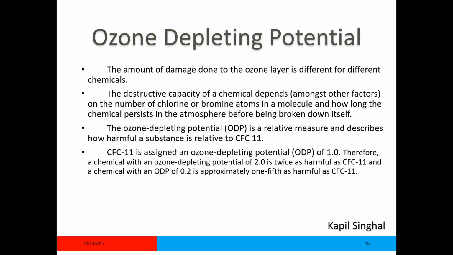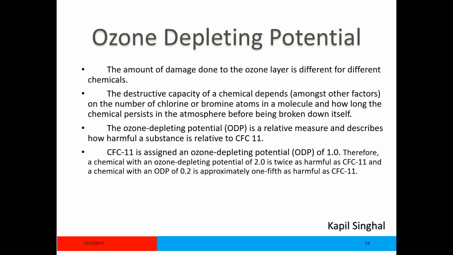Now, what is ozone depletion potential? When the Montreal Protocol was set, the most damaging chemical for the ozone layer was CFC 11. Since it was the most damaging, it was considered the reference. All the chemicals which damage the ozone layer are compared, in terms of damage to ozone, against CFC 11, and CFC 11 is taken as the reference value of 1.